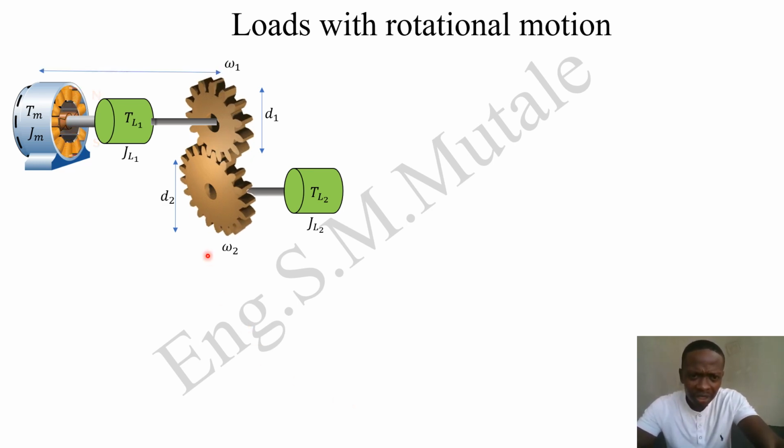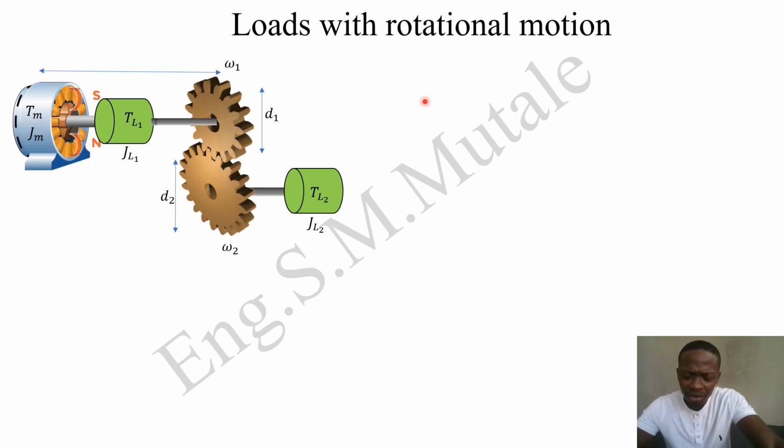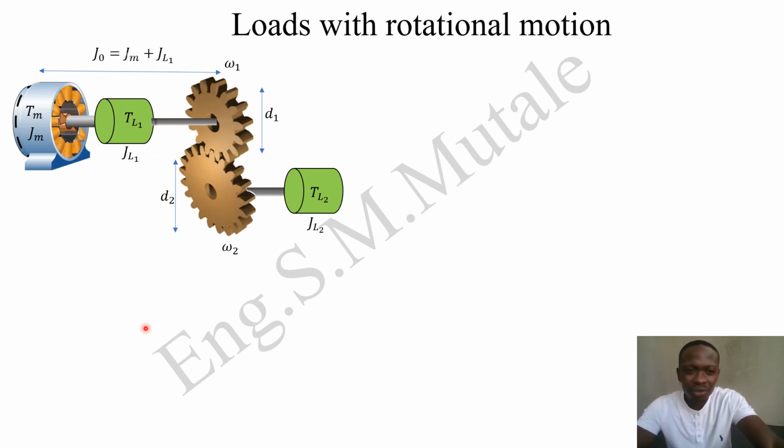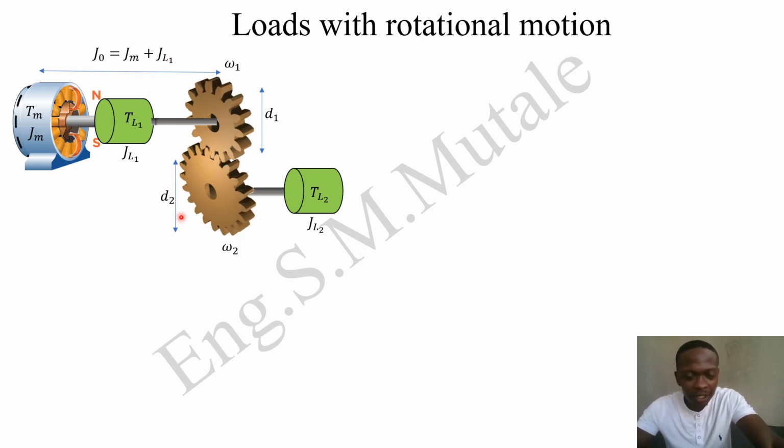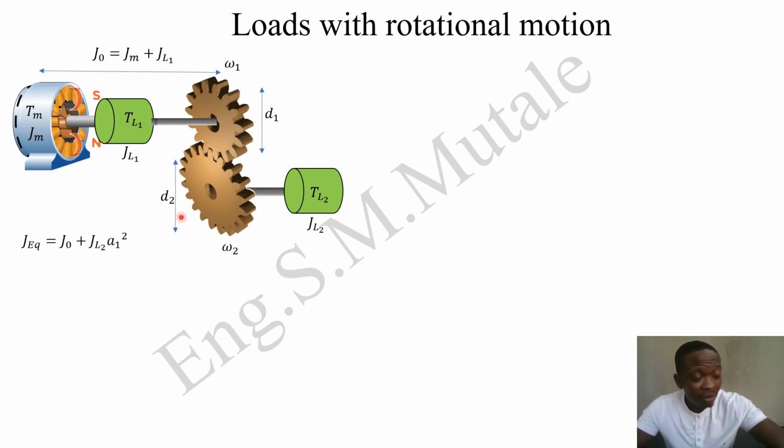Before we come to the formulas, for us to find the initial moment of inertia, as you can see, we've got two moments of inertia. We've got the moment of inertia due to the motor and the moment of inertia of the first load. So the initial moment of inertia is basically a summation of the two, the moment of inertia of the motor and the moment of inertia of the load before connecting to the gear. So J initial is equal to the moment of inertia for the motor plus the moment of inertia for the first load. So we can derive the following formula.